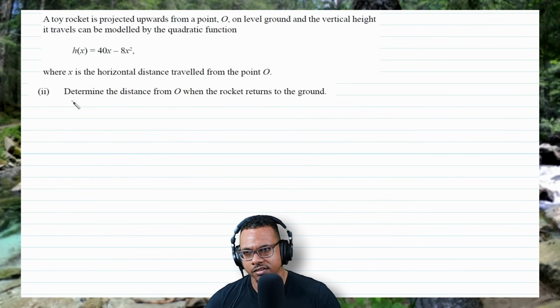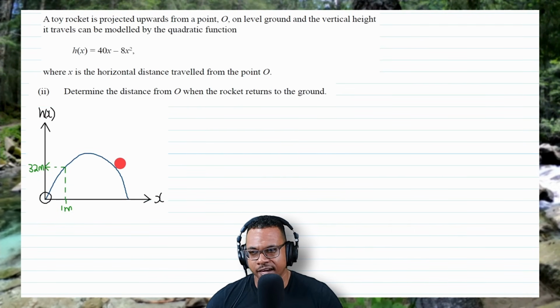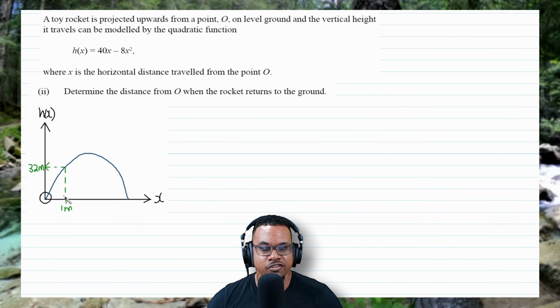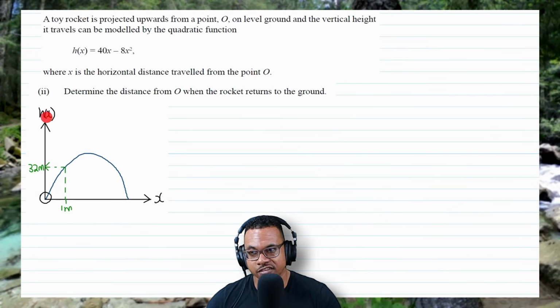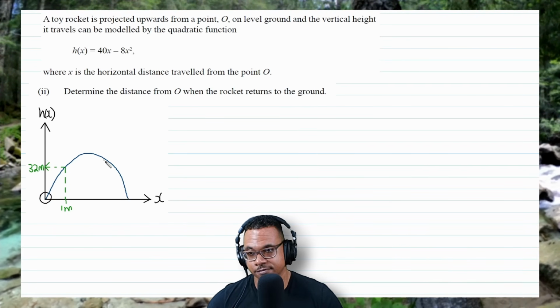Now for part 2 of the question, you want to determine the distance from O when the rocket returns to the ground. I'm just going to bring back my diagram to represent what is going on. The rocket is leaving at the origin O, that's when the height is equal to 0, it's going up, and then it's coming back down to 0, which means the height is 0 again. Remember, the height is the vertical axis, which is represented by h(x). So the rocket is on the ground at 2 points, the beginning here and where it ends here. At these 2 points, the vertical height h(x) is equal to 0. So what I'll have to do is replace h(x) with 0 and solve the equation for x, and I'll get the horizontal distances where the rocket starts and ends.